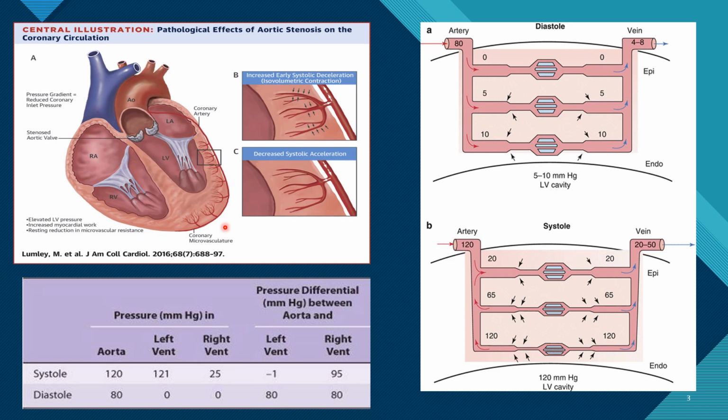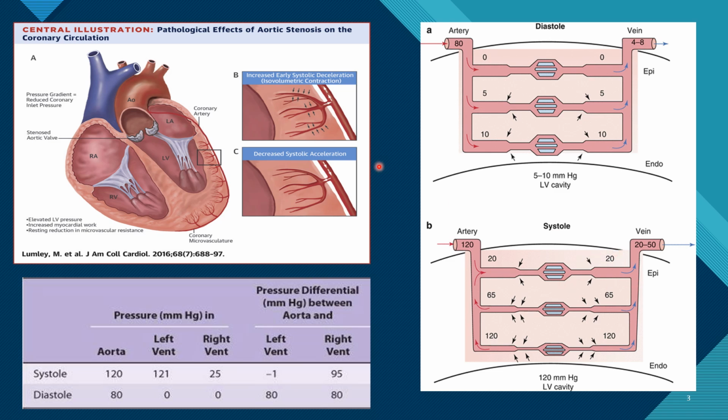But this is not the case with the right ventricle. In the right ventricle, the pressure is 24, so the pressure gradient is maintained and the right ventricle gets some blood. But in the case of the left ventricle, during systole the aortic pressure is lesser than the left ventricular pressure, so the movement of blood is hindered.